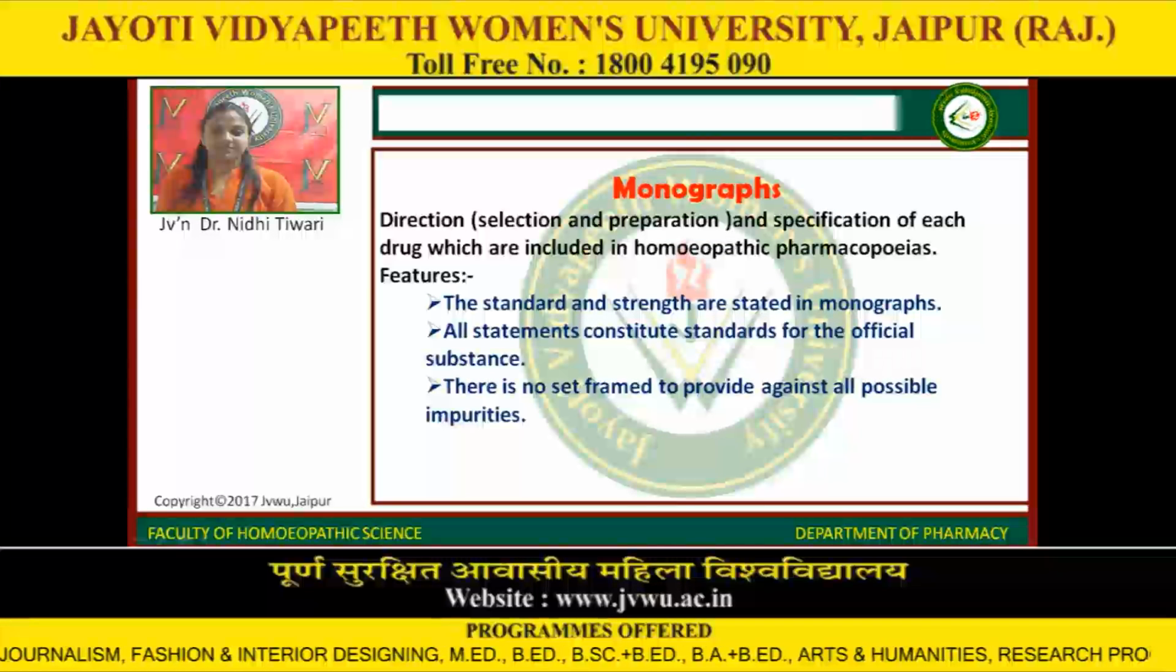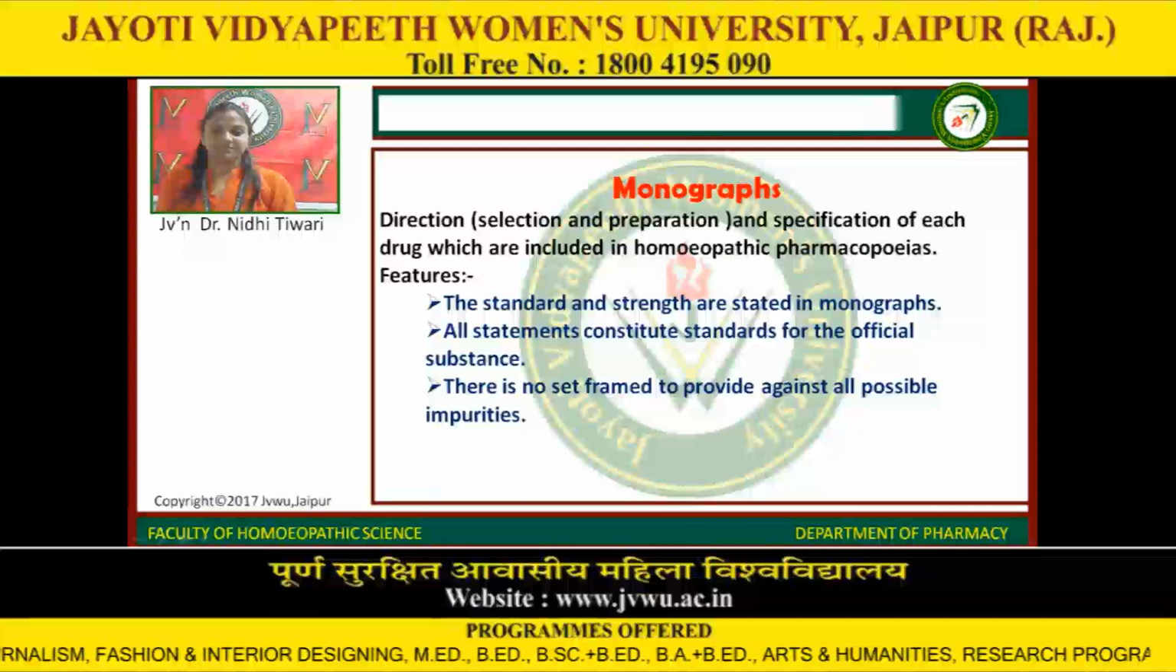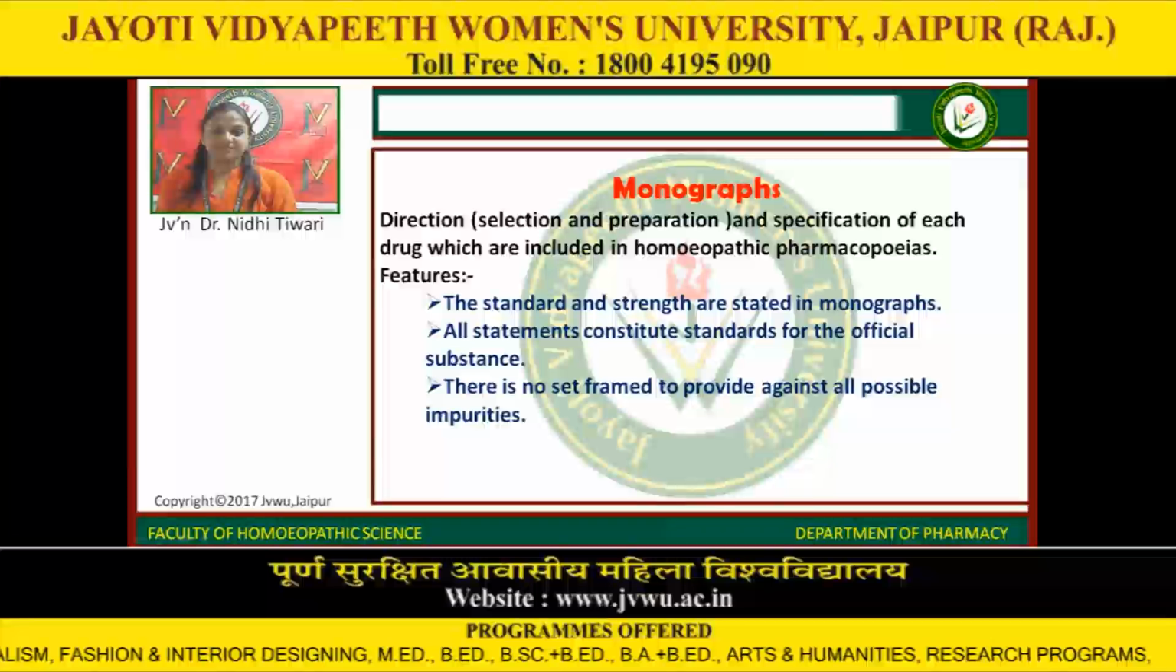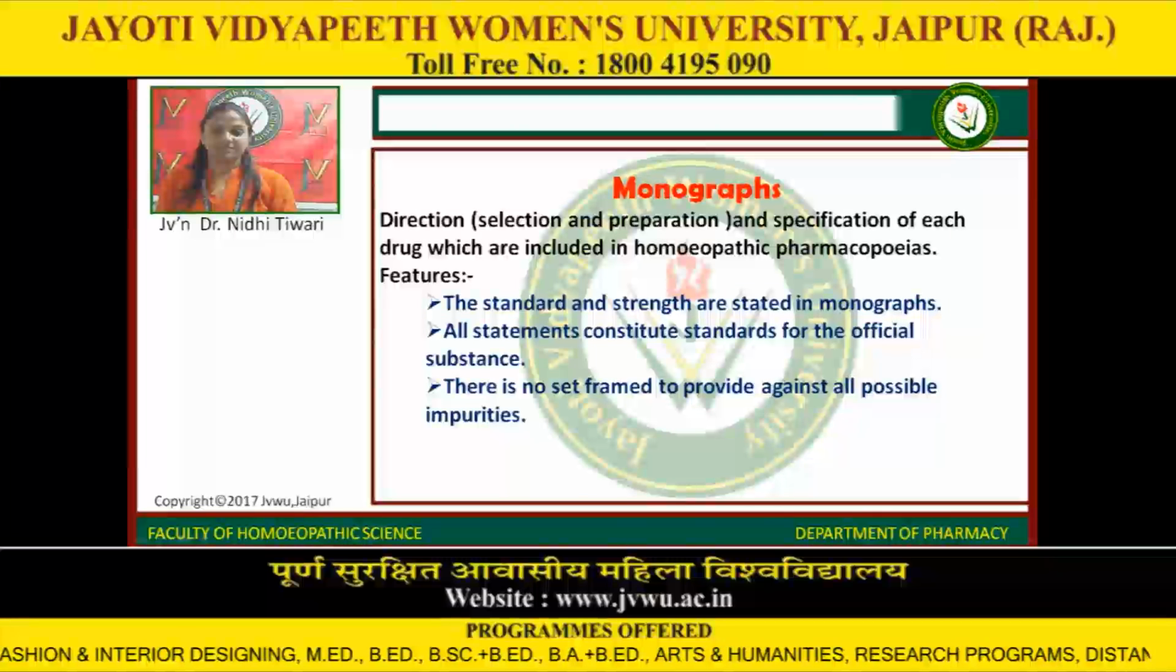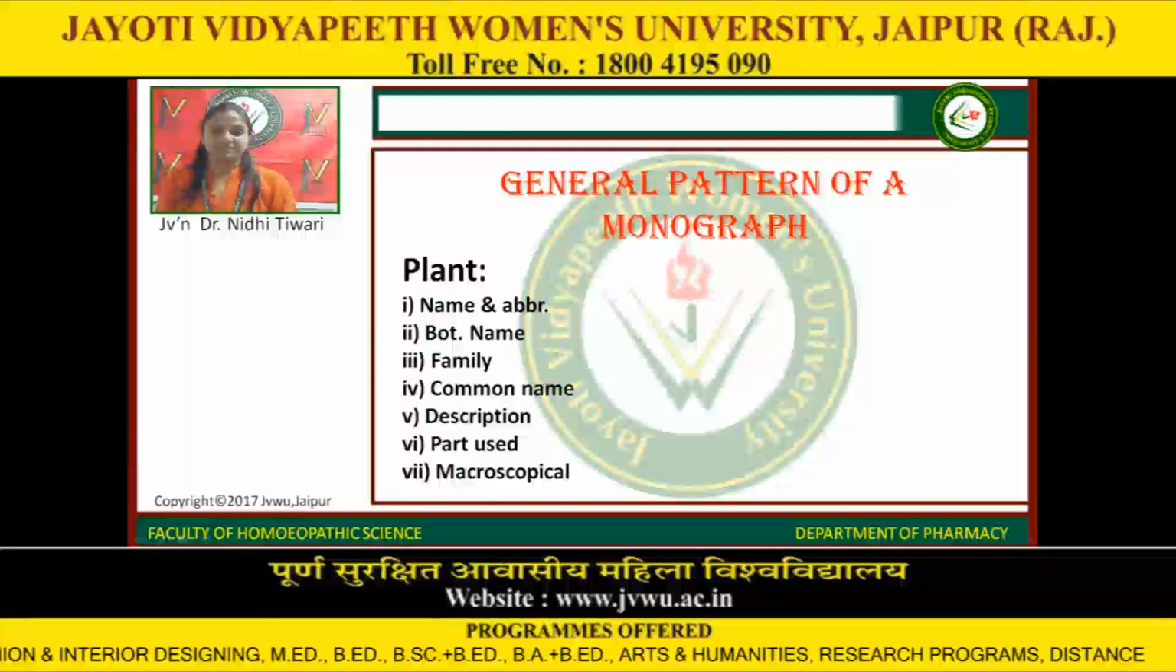Monographs. What are monographs? They are the directions and specifications of each drug included in the homeopathic pharmacopoeia. What are the features of monographs? The standard and strength are stated in monographs. All statements constitute standards for the official substance. There is no set frame to provide against all possible impurities. Now the general pattern of a monograph.